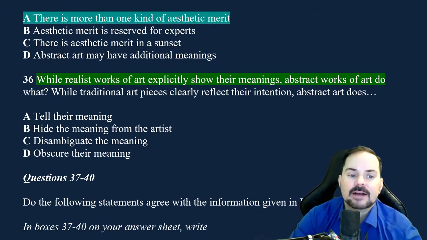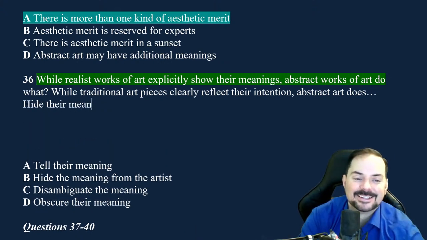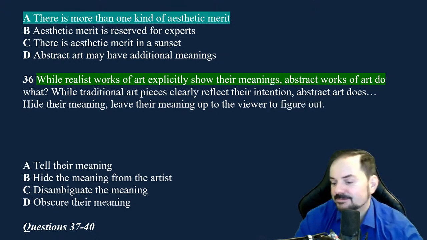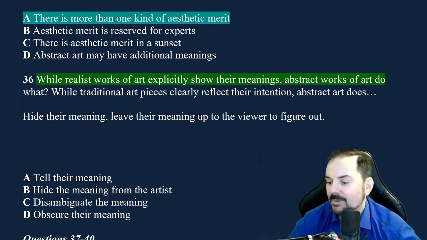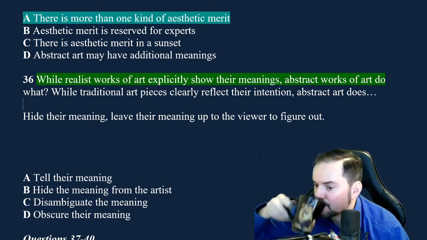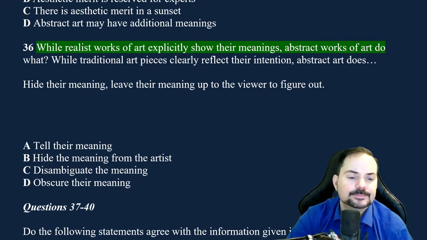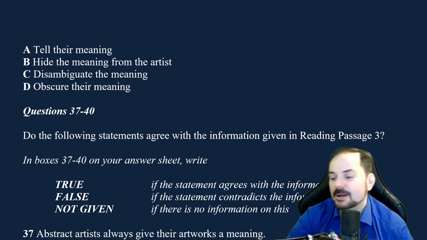Okay, and then here we have, while realist works of art explicitly show their meaning, abstract works of art do what? Hide their meaning? Leave their meaning up to the viewer to figure out. Okay. Here we go. Let's take a look at it. So A, tell their meaning. B, hide the meaning from the artist. C, disambiguate the meaning. Or D, obscure their meaning.